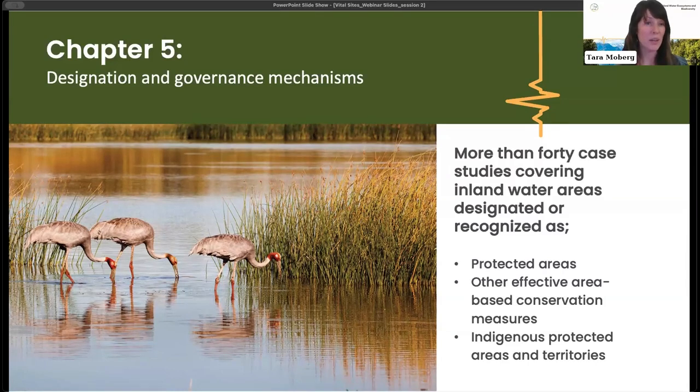It includes more than 40 case studies, which cover conservation areas, including all 6 IUCN protected area types, other effective area-based conservation measures, or OECMs, and indigenous protected areas and territories, including ICCAs and IPAs. It also touches on cases that use international designations like biosphere reserves, Ramsar sites, and World Heritage sites. Next, please.